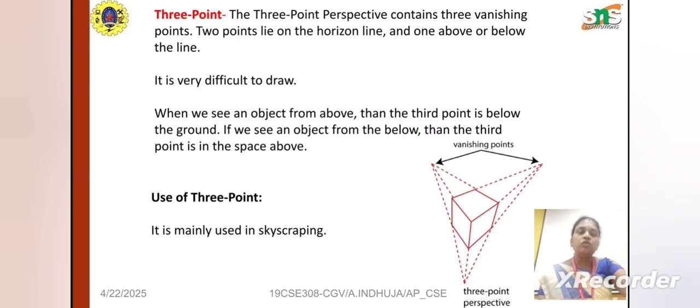When we see an object from above, the third point is below the ground. If we see an object from below, the third point is in the space above. Because of these 3 vanishing points in different directions and different locations, it is difficult to draw these 3 point projections. So these are the types of projection in computer graphics.